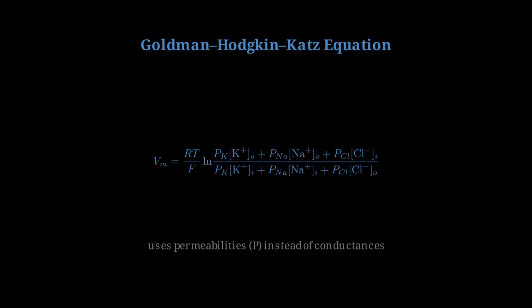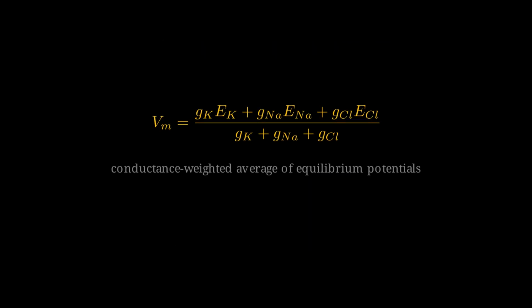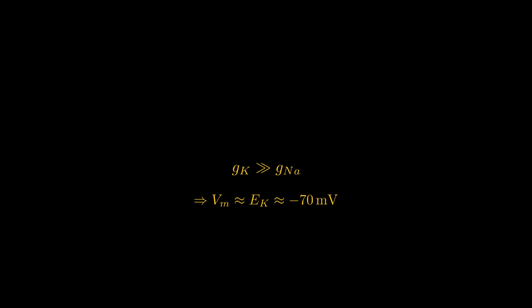So to summarize, the resting membrane potential is not set by any single ion. It is a conductance weight average of each ion's equilibrium potential. At rest, potassium dominates because so many potassium leak channels are open. That is why the membrane potential sits near minus 70 millivolts, close to the equilibrium potential of potassium, but pulled slightly off by chloride and sodium.